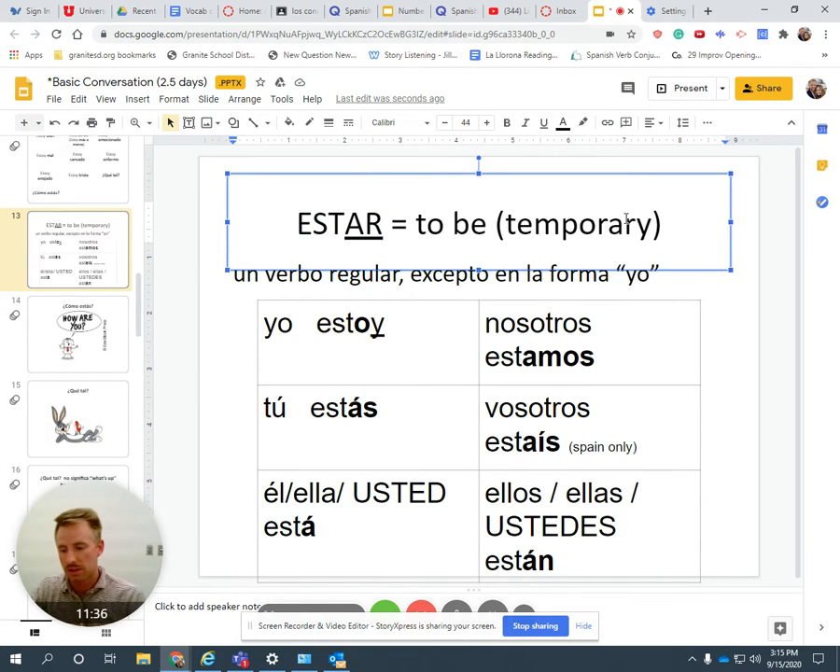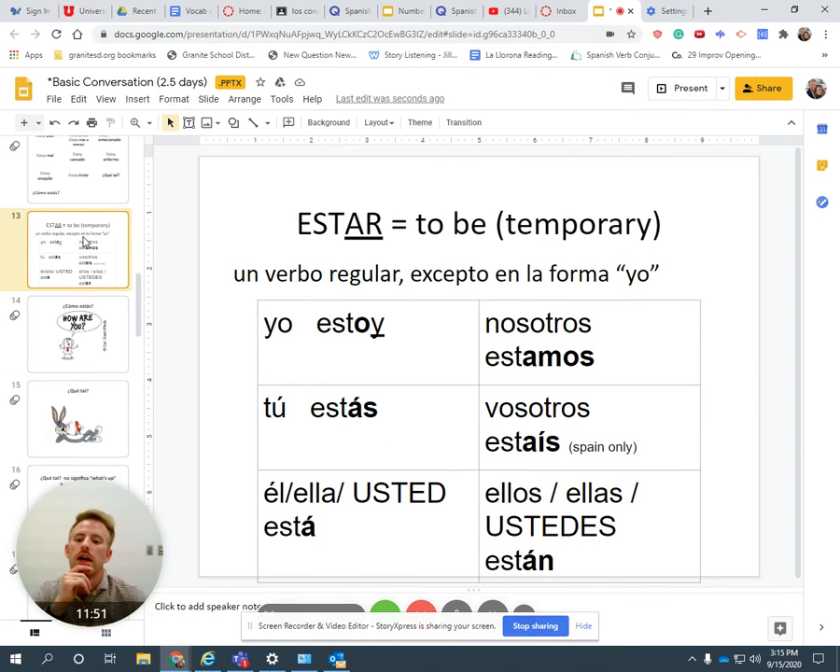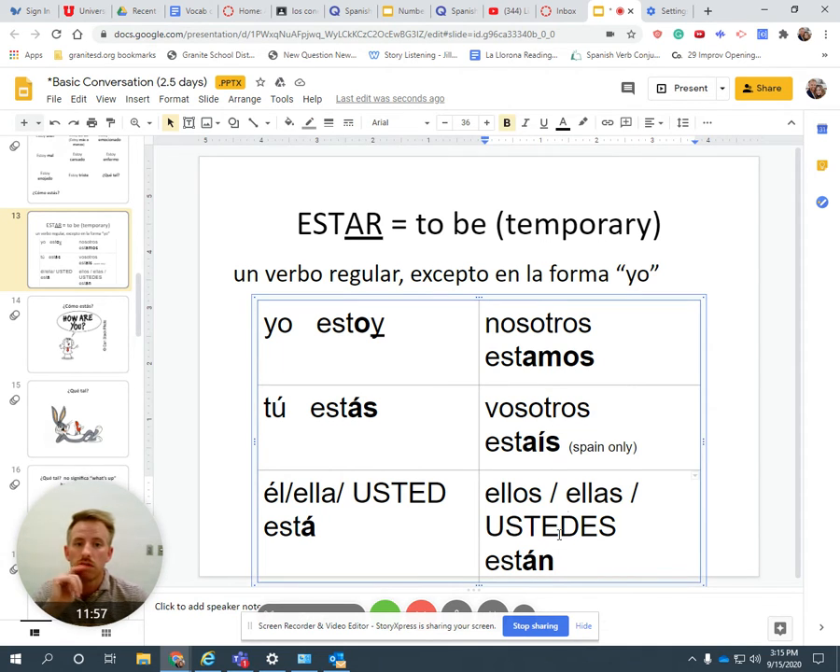Es un verbo importante. So estar, to be, for temporary things. So we use this for feelings and location. So if I want to say, I'm in class, I'd say yo estoy en la clase. If I want to say, I am happy, yo estoy feliz. If I want to see if you all are happy, I'd say, ustedes están felices? Ustedes están felices? Are you all happy? See? If I want to say, we are happy, nosotros estamos felices. Again, all this right side is plural, so any adjective in Spanish is going to become plural as well.